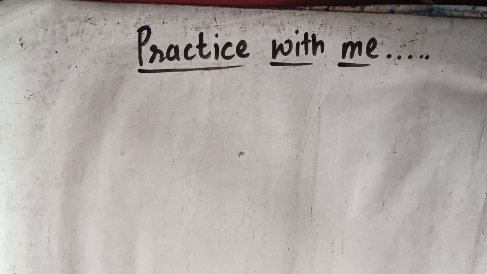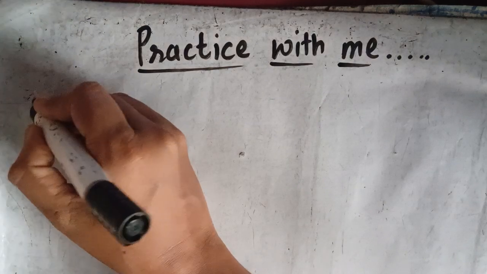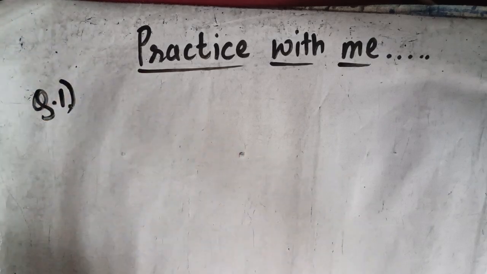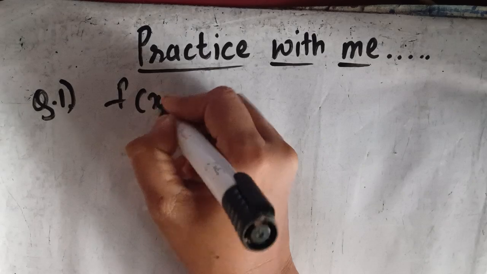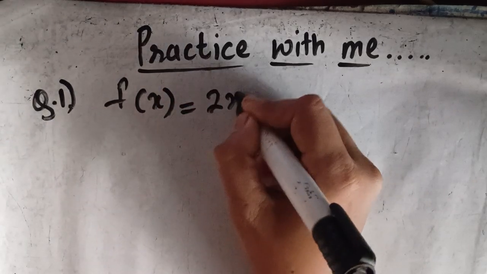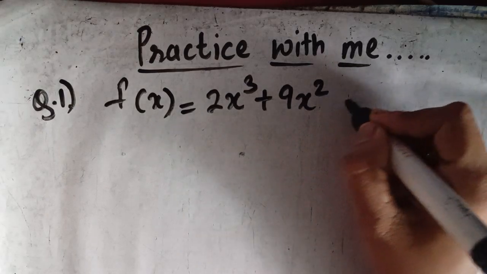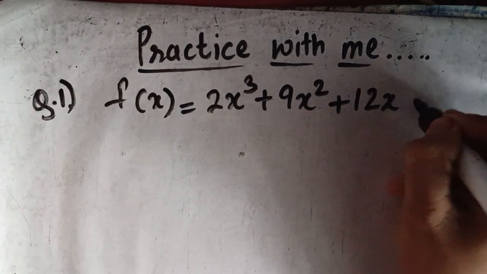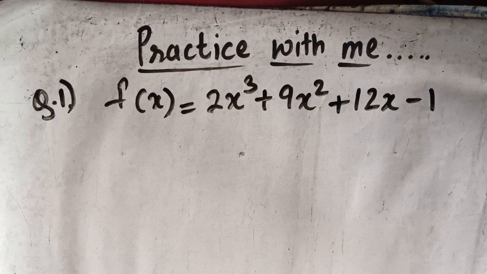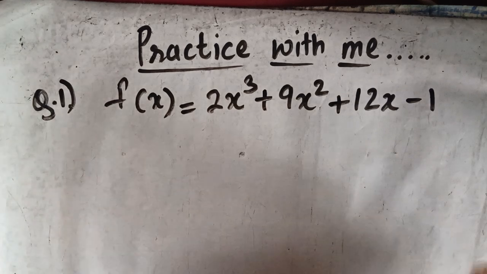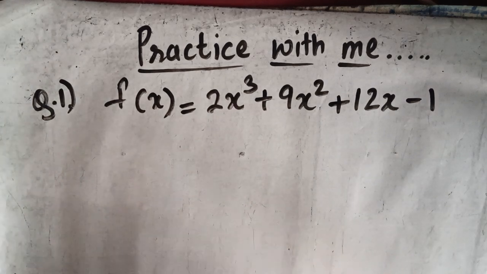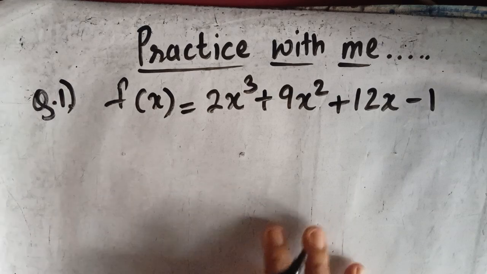Okay, the question is: find the interval on which the function f of x equal to 2x cube plus 9x square plus 12x minus 1 is decreasing. So you have to find the interval on which this function is decreasing. First thing you have to do is find the derivative.